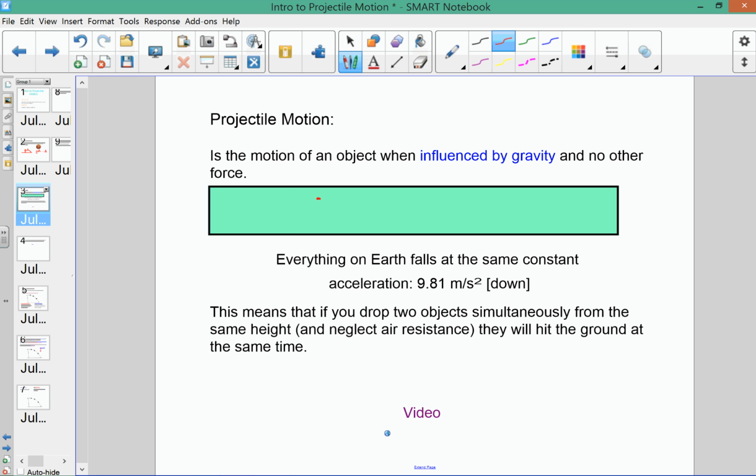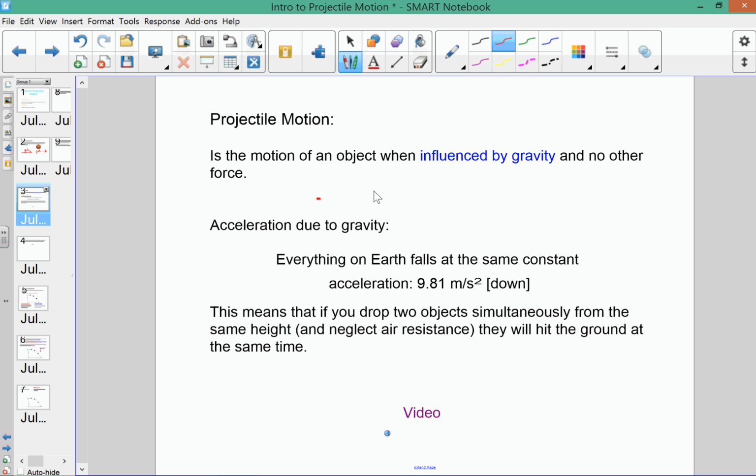What do we know about gravity so far? Well, based on the lab we did in class not that long ago, we figured out that the acceleration due to gravity is 9.81 meters per second squared down. And on the surface of the Earth, that's a pretty good estimate of our acceleration. So this means that if you take any two objects, neglect air resistance, and drop them from the same height, they're going to hit the ground at exactly the same time.